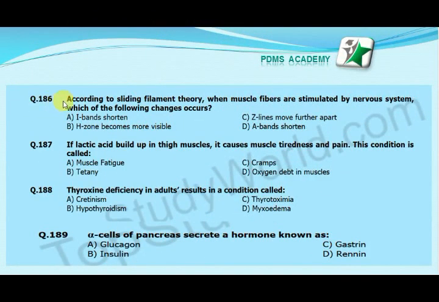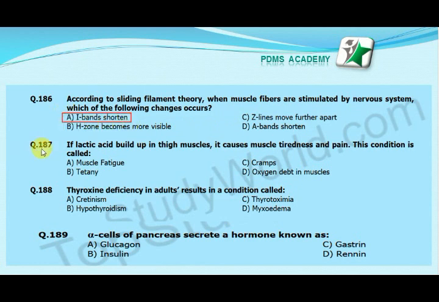Our next MCQ is: according to sliding filament theory, when muscle fibers are stimulated by nervous system, which of the following changes occurs? Option A, I band shorten. Option B, H zone becomes more visible. Option C, Z lines move further apart. Option D, A bands shorten. Our correct answer is A, I band shorten.